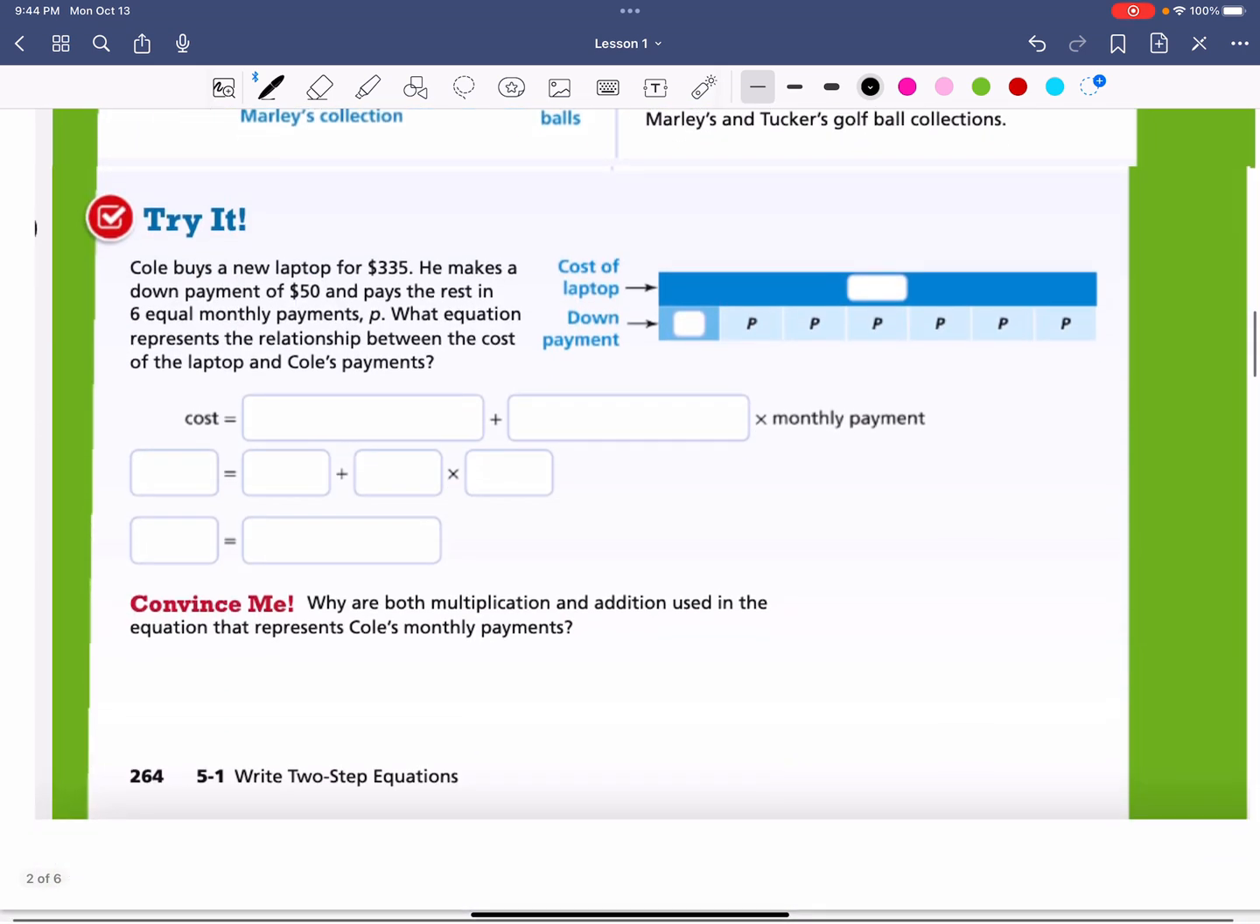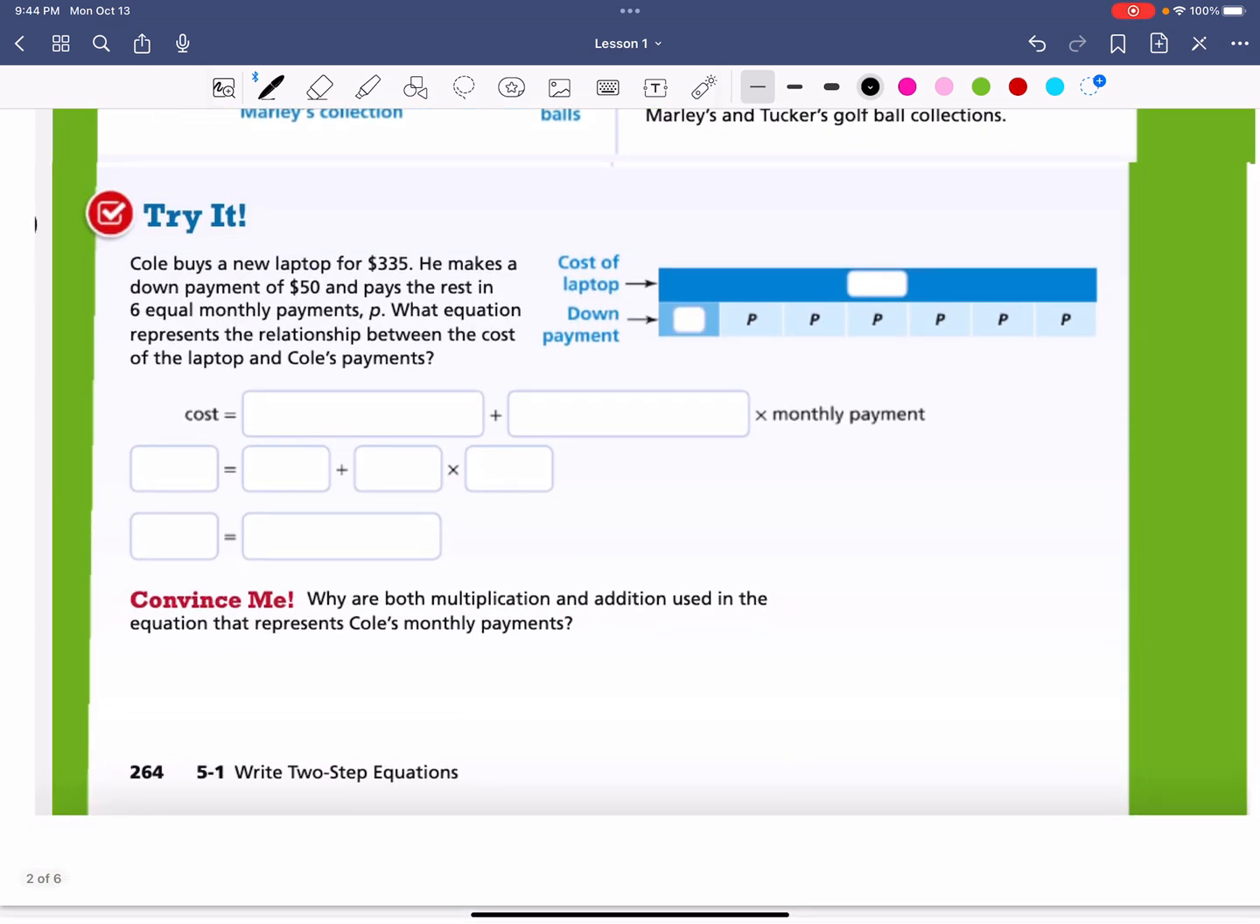All right, let's go ahead and just look at the try it at the bottom of the screen. It says Cole buys a new laptop for $335. He makes a down payment of $50 and pays the rest in 6 equal monthly payments, which we will use P when we are talking about the payments. What equation represents the relationship between the cost of the laptop and his payments?